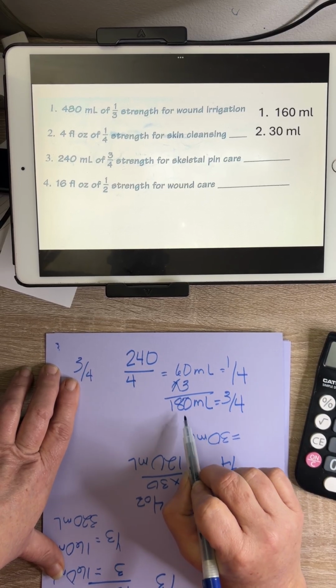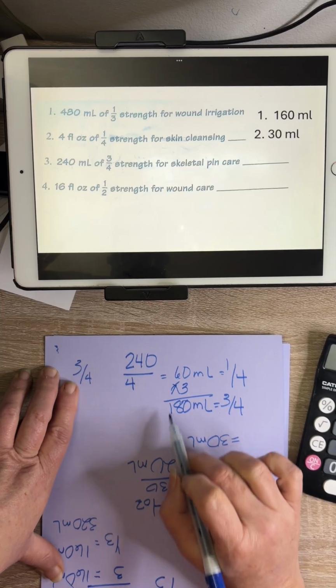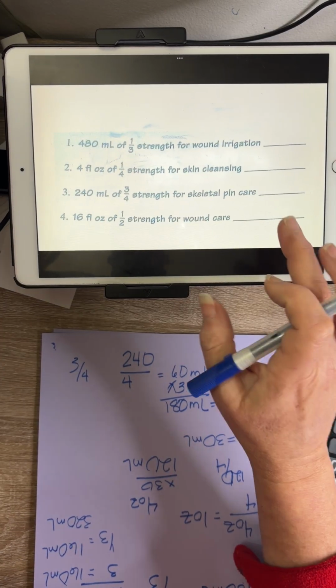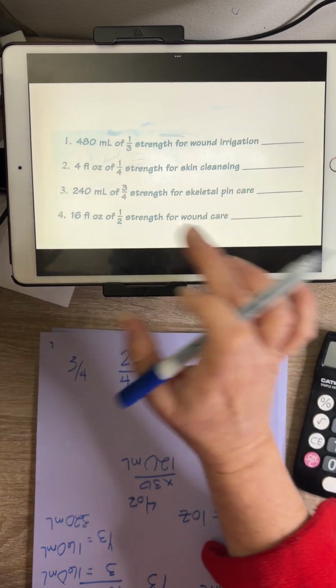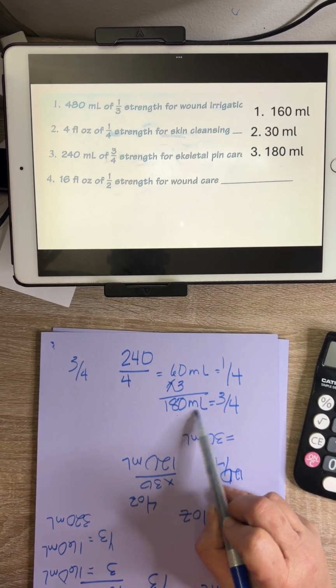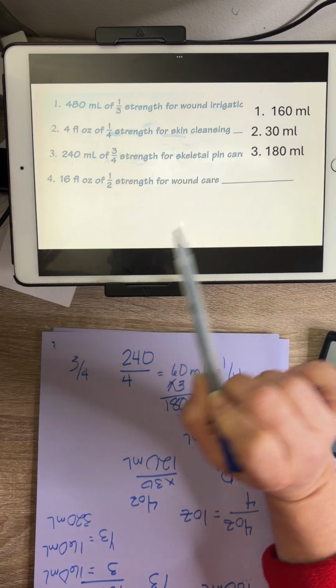You'd need 180 of peroxide, and then 60 of water. Or saline. I got this jacked up, didn't I? Look, we saved them. Sure enough did save them.